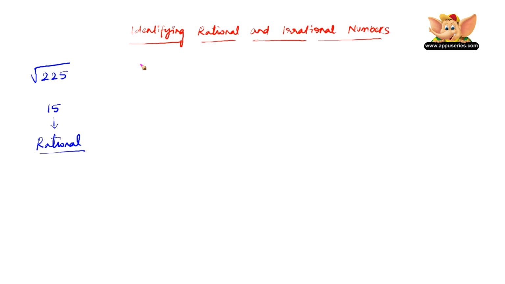Let's take another number, 7.478478. So that goes on to say that 7.478478, it will keep on repeating itself. But irrational numbers, although they are non-terminating, they are also non-recurring. But this is a recurring number, and therefore this number is also a rational number.